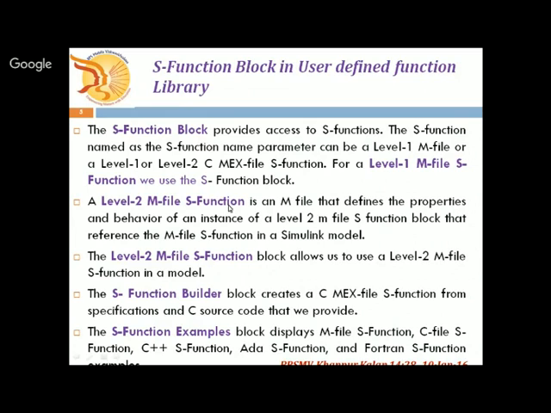A level 2 M file S function is an M file that defines the properties and behavior of an instance of a level 2 M file S function block that references the M file S function in a Simulink model. The level 2 M file S function block is available in the user-defined function library. It allows you to use a level 2 M file S function in a model. If you want to create a level 1, use the S function block. If you want to create a level 2 M file S function, use the level 2 M file S function block.